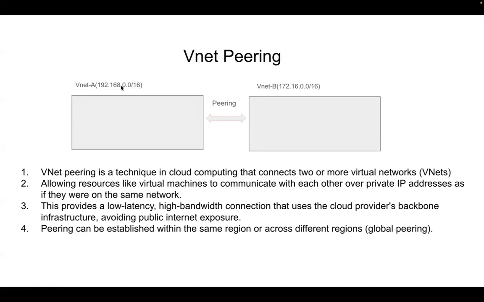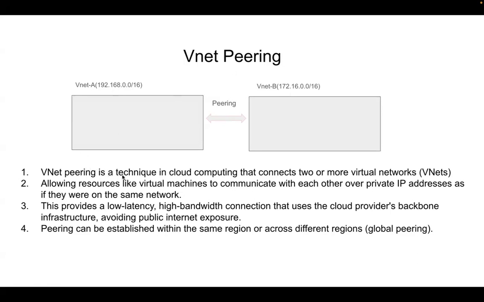So this is a different IP range. If you see, 192.168.0.0/16, and this is 172, an entirely different network. So we have to establish the connection. In that case, we are using VNet peering. So what is VNet peering?